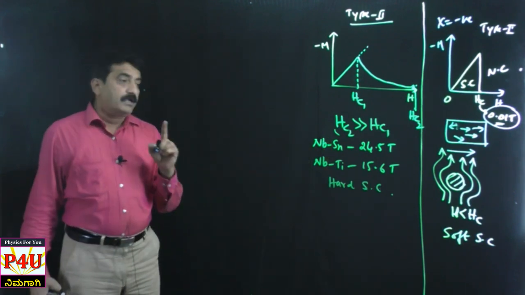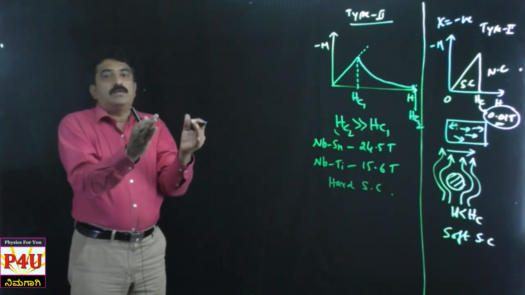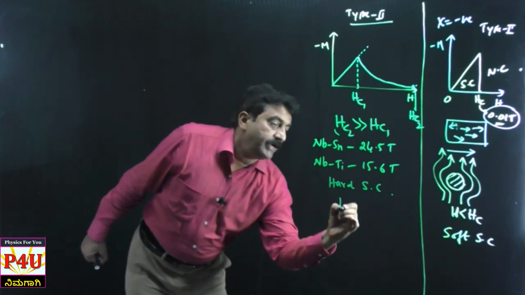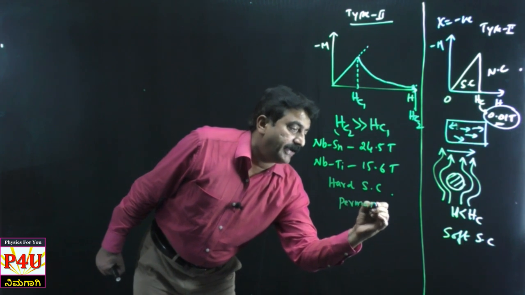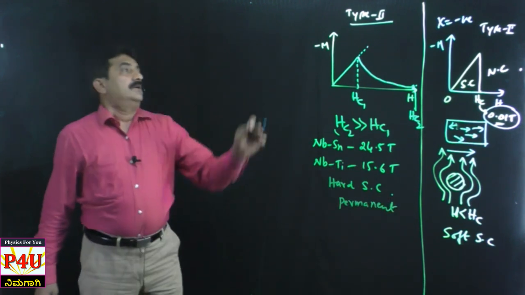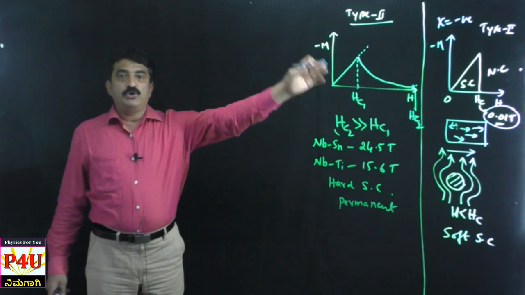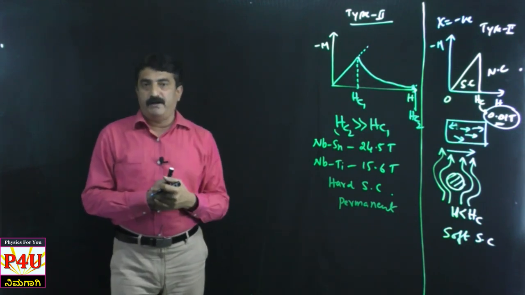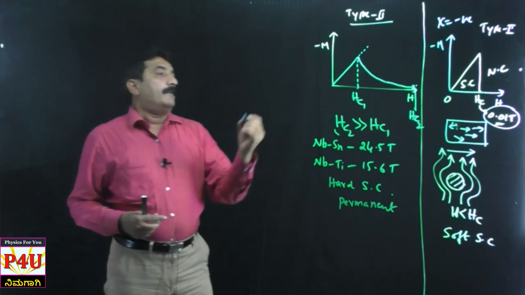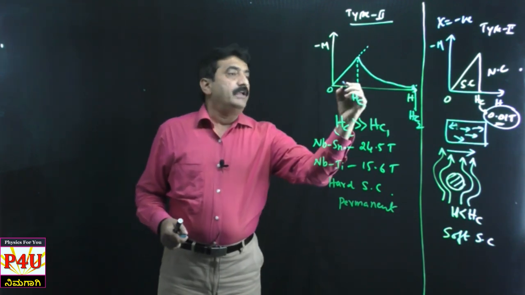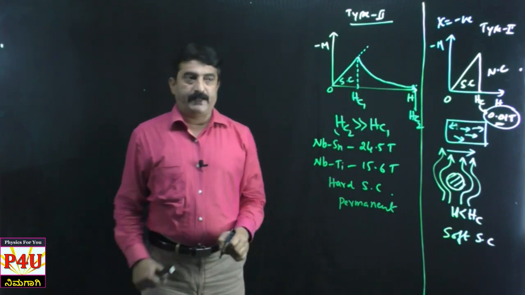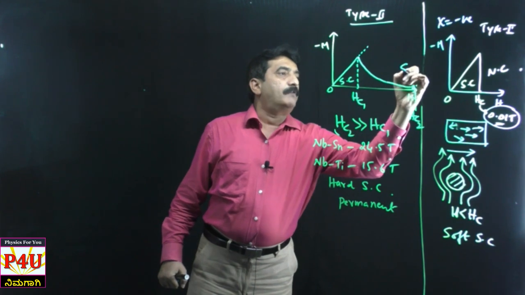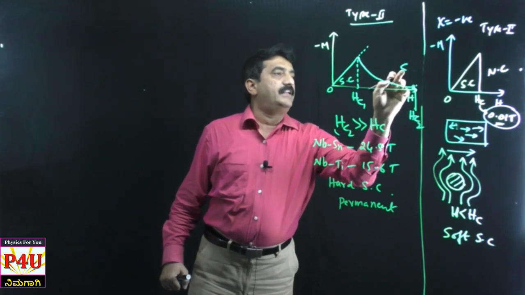Got it? And because they are able to hold huge magnetic field, we can use them to build permanent magnets. So type 1 cannot be used to construct permanent magnets, whereas type 2 can be used to construct permanent magnets. And from 0 to HC1, it is a perfect superconductor. Above HC2, it is a perfect normal conductor.